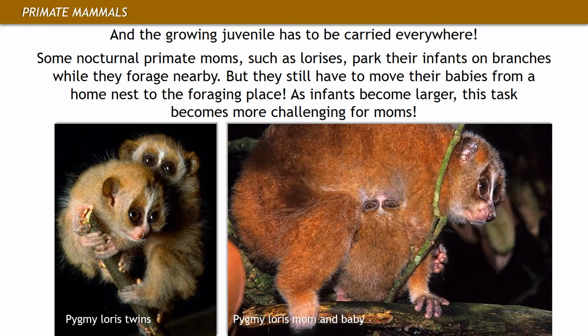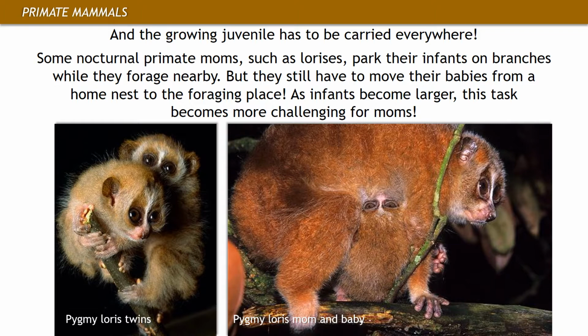And the growing juvenile has to be carried everywhere. Some nocturnal primates, the moms such as the loris moms, park their infants on branches while they forage nearby. And you can see pygmy loris twins over here on the left. We call this baby parking. So mom has parked her little babies and she's off finding food. She eats insects and vertebrates.